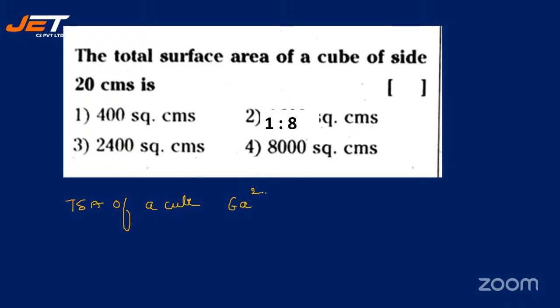Right. So this 6a square means what? 20 into 20 will be 400. 400 into 6 will be 2400. Am I right? Yes. See the answer very beautifully. They have given 2400 centimeter square. Let me check how many of you have given the correct answer, students.